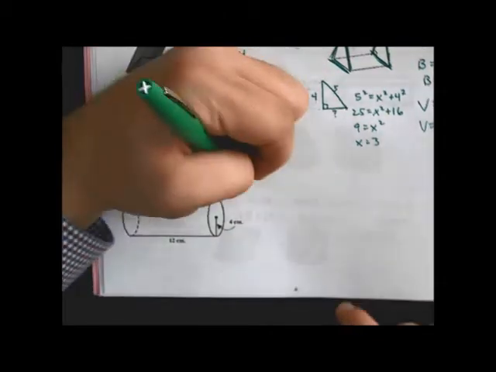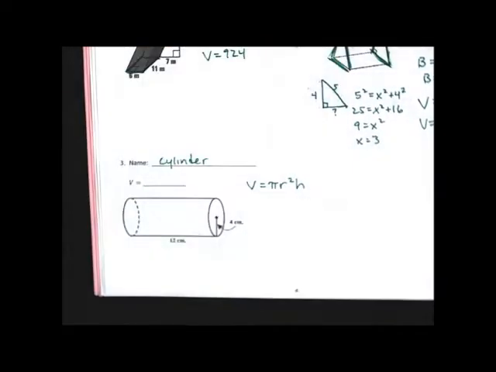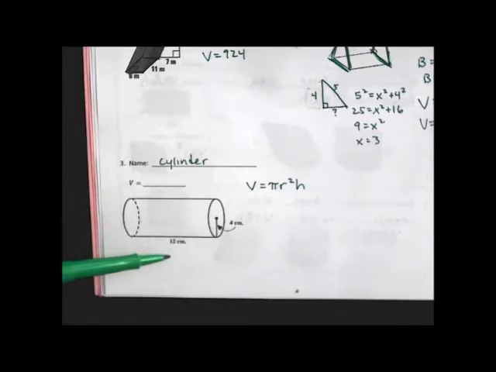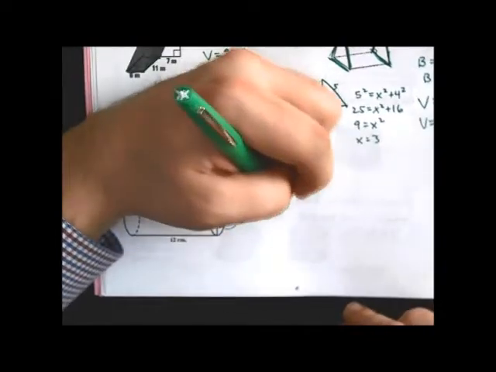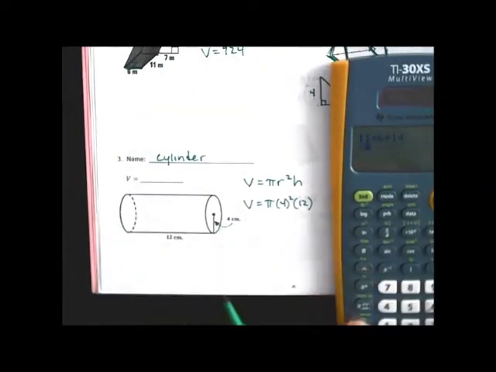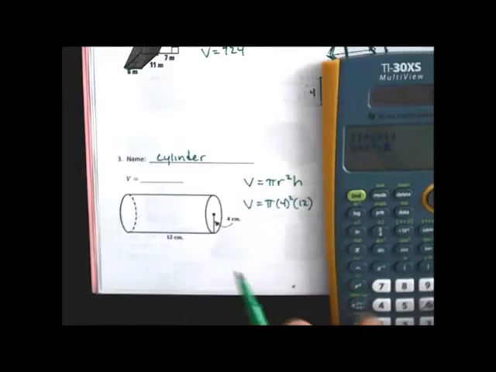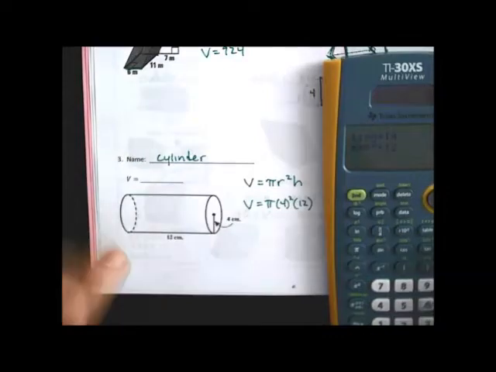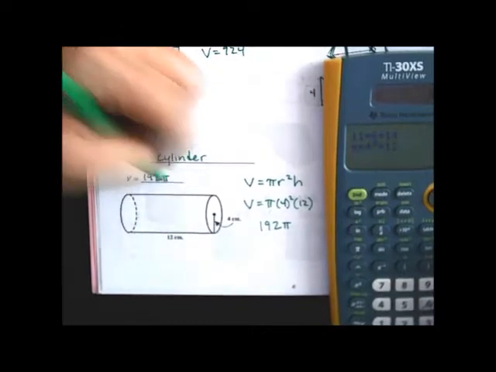We remember from the page before that we have a specific volume formula for cylinders. We use pi r squared h. Well, that's really nice because I already know the radius, I already know the height, or the distance between the two bases. So V equals pi times 4 squared times 12. Here I might go to the calculator. I can do pi times 4 squared times 12, and I'd get 192 pi. That I would probably leave as an exact value.